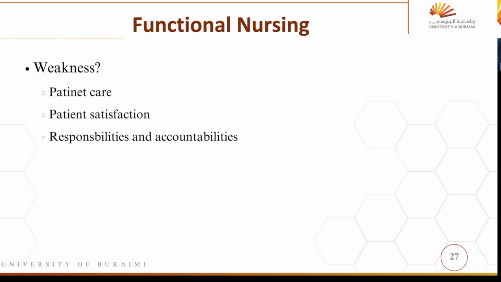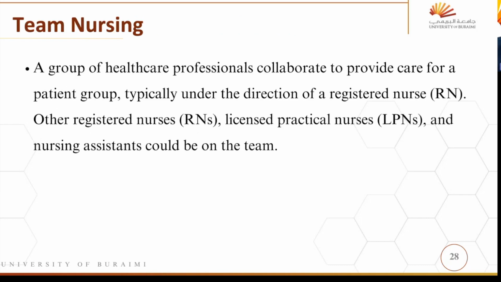So if the patient complains of pain and rings the bell, the nurse responsible for drugs, for example, will refer him to another one, and that nurse will refer him to another one. The responsibilities here get missed. And if a problem or incident happens, the responsibilities and accountabilities become fragmented. At the end this leads to patient dissatisfaction, a low level of patient satisfaction associated with functional nursing.